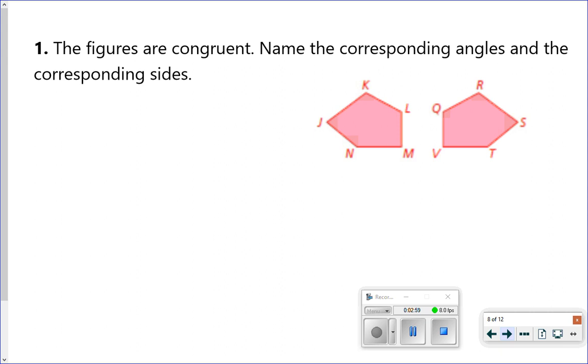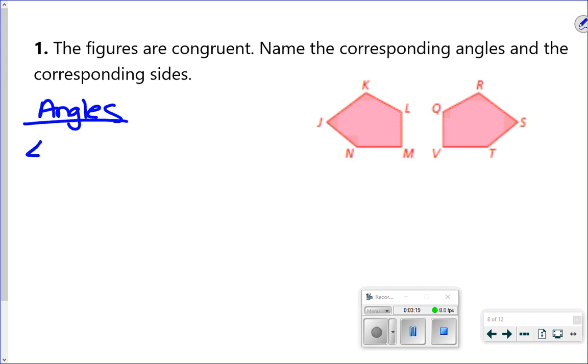So for this one, we need to list out the corresponding angles and corresponding sides. Hopefully you've already tried this and thought about it. This one, if you look, they are mirror images from each other. So the second one is a flipped version of the original one. So I'm going to start with my angles. I'm going to make a list.